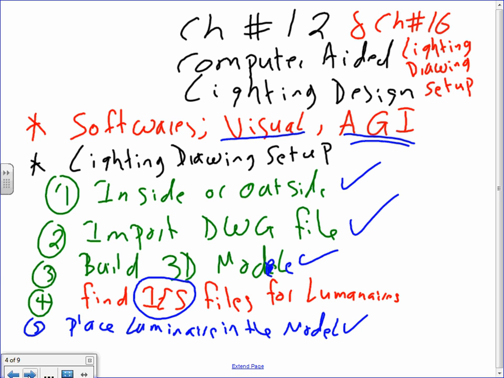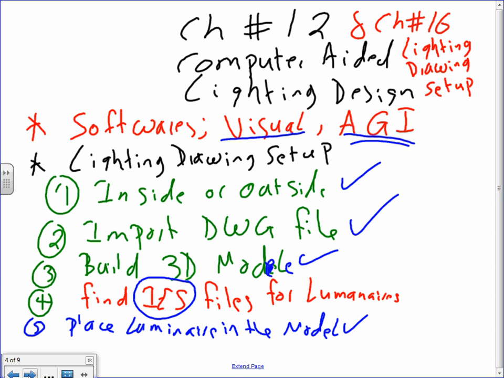Lighting design drawing setup. I summarized this one for you when we did Visual. The first thing you have to do is choose inside or outside. You have to default your software when you pick. Remember how we did it when we did Visual? Did you guys remember when it asked you to do inside or outside? Anybody know why? It defaults the software into the calculation for outside or inside. Can I do outside, inside, or inside, outside? Yes. You have to change the default.